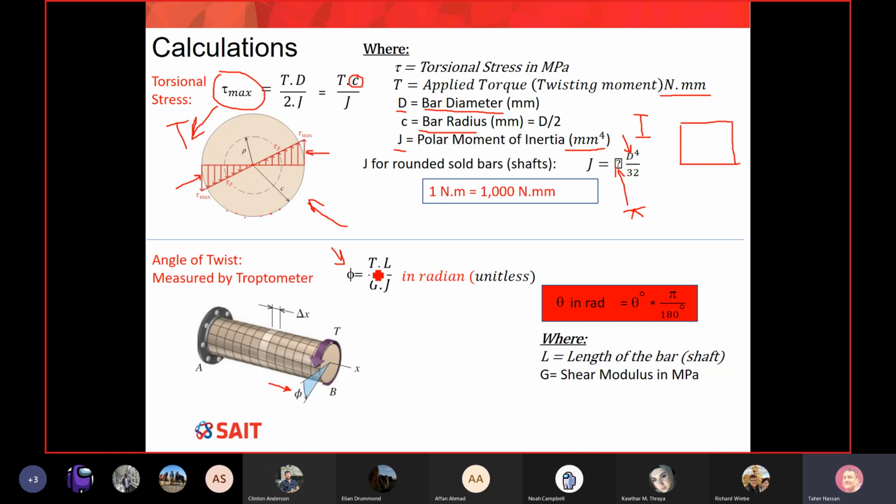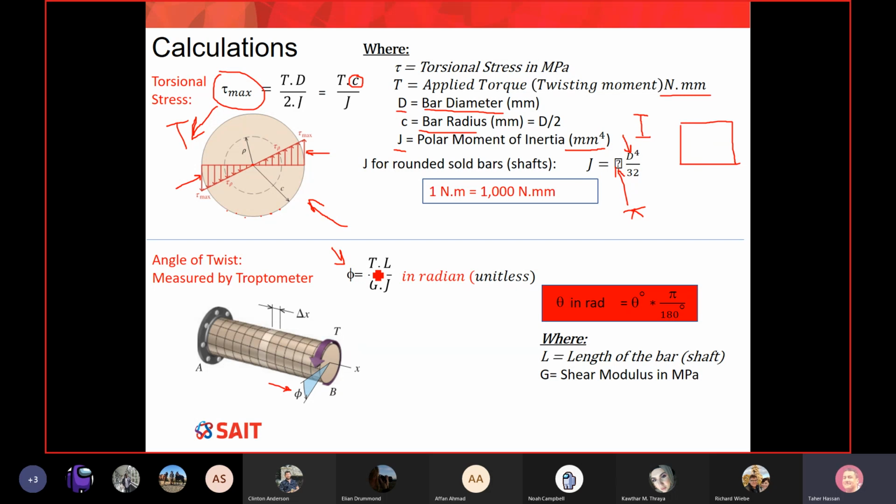One more thing: how about if I increase the length of the specimen? When I increase the length, do I get more twist angle, or less? You need to think about this. You need to feel it. If I make my specimen very, very long, does it become more stiff or less stiff? Less stiff, and that's why the longer the specimen, the more twist angle you get. That's why you can see T multiplied by L.